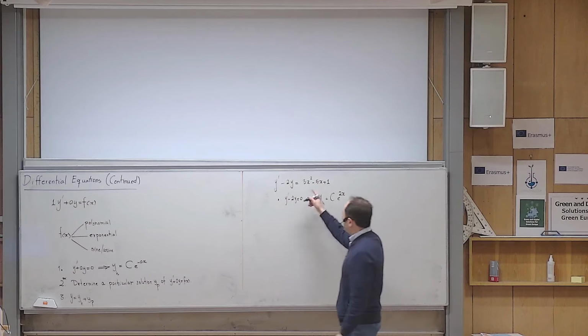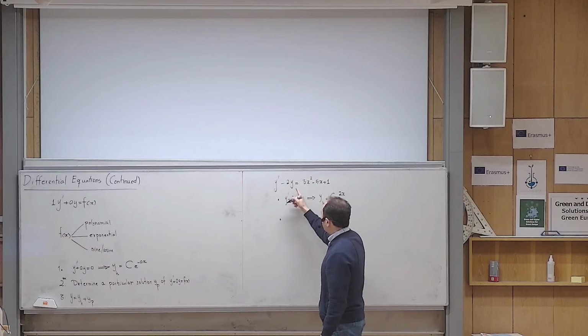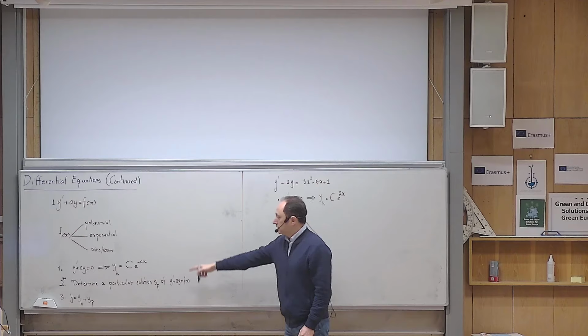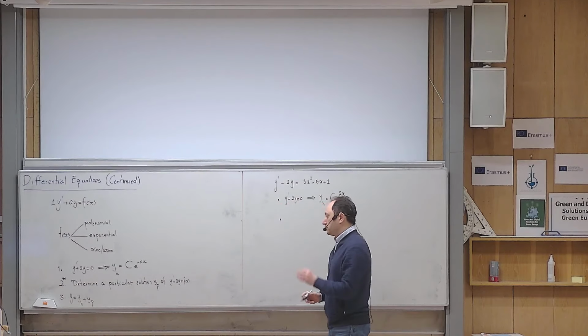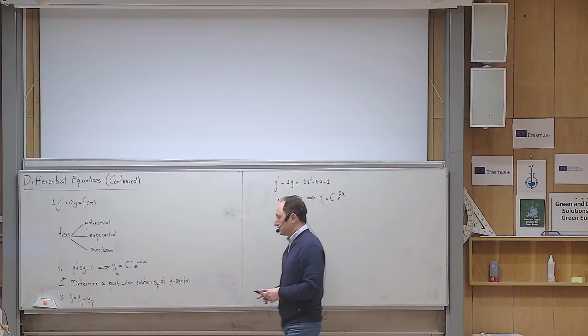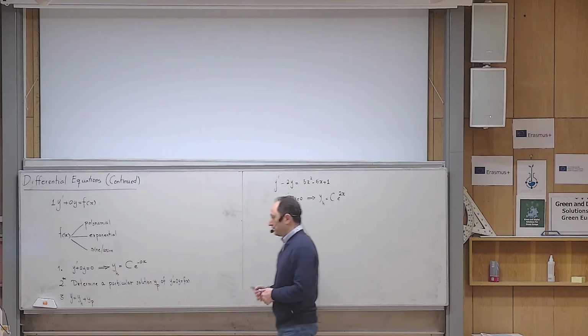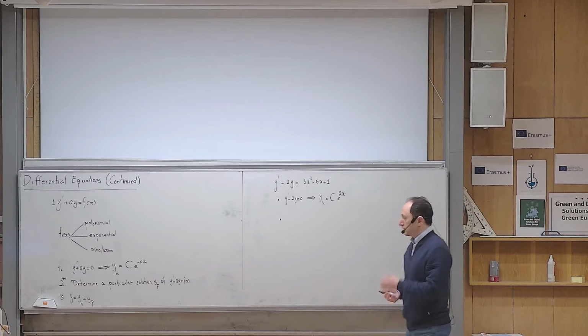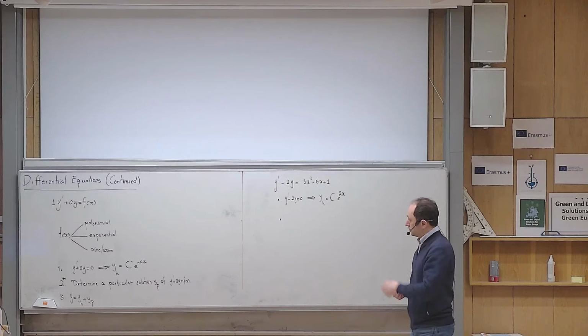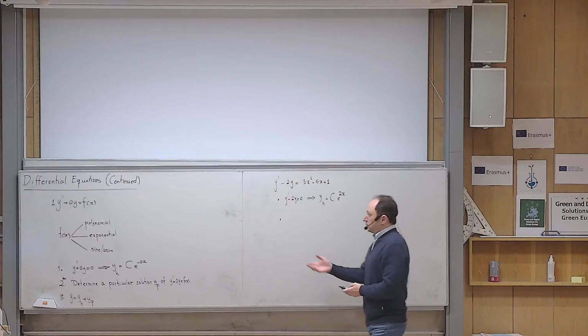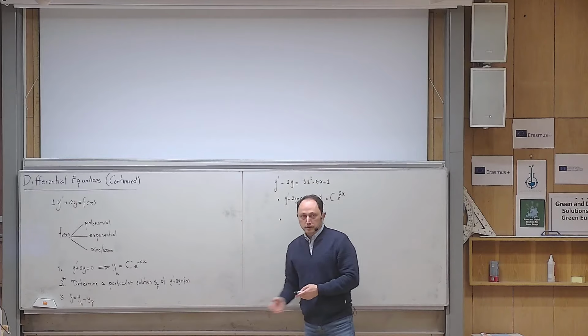But for the second part, I want to determine a particular solution, and that's important to understand the logic. Just one single solution is enough. So there is no best solution. You don't need to work hard. You just need to find one solution. Okay, but then do you remember what was the idea behind the method of undetermined coefficients?